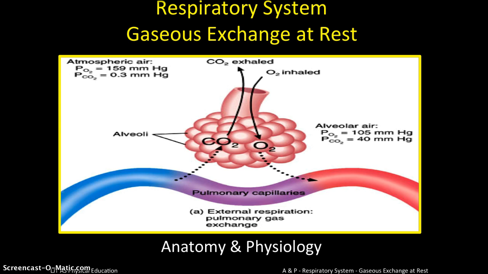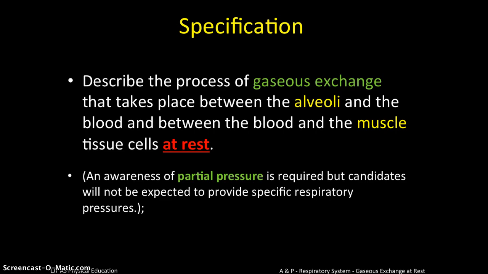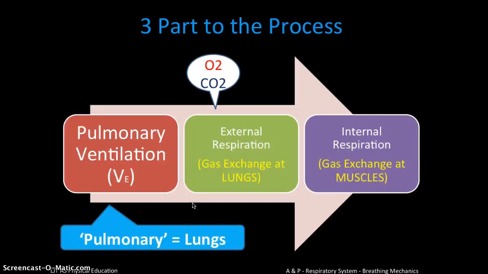This video looks at gaseous exchange at rest, and we look at what happens with oxygen and separately what happens with carbon dioxide. And just clearly, as the specification says there, describe the process of gaseous exchange that takes place between the alveoli and the blood and the muscles. So there's two sites where gaseous exchange might happen, at the lungs and at the muscles. And specifically right now we're looking at how this happens at rest. And there's a key term that you must be familiar with, and that's partial pressure. Partial pressure basically means the concentration of a gas, relatively how much there is.